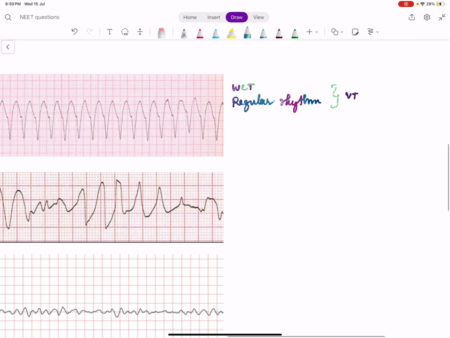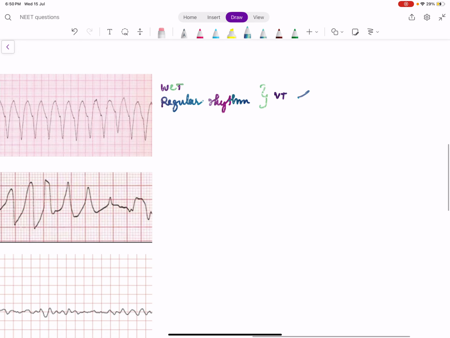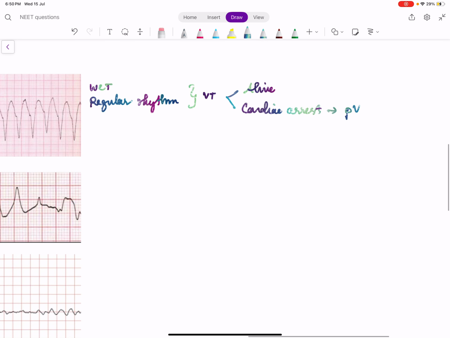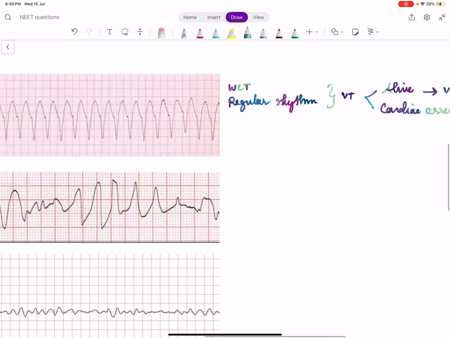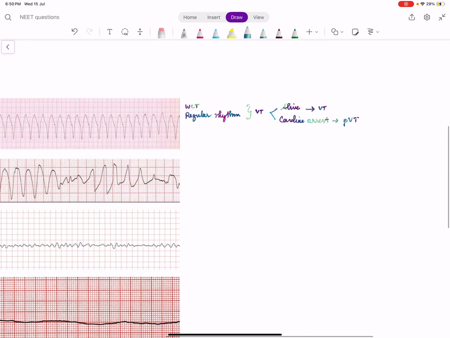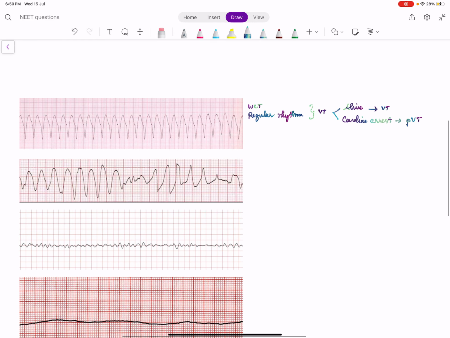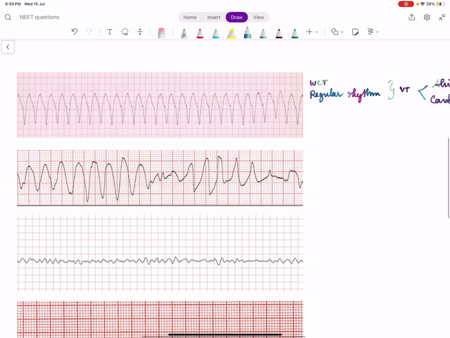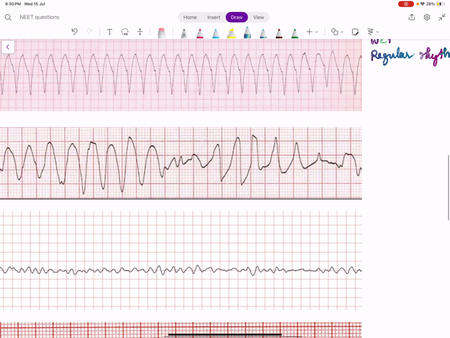Remember, ventricular tachycardia can occur both in an alive person as well as during a cardiac arrest. During cardiac arrest, there will not be a pulse. So the VT occurring in a cardiac arrest patient is called pulseless ventricular tachycardia. In an alive case, it's simply called ventricular tachycardia. There are further classifications of ventricular tachycardia. We won't discuss this. So what about the second ECG?